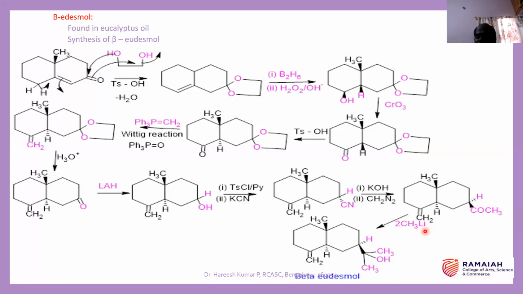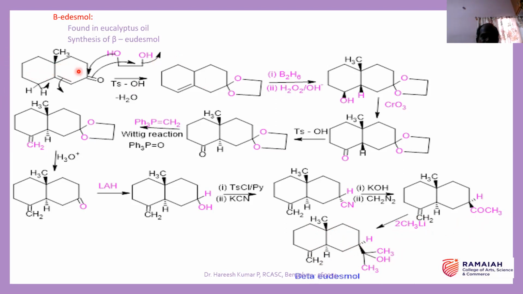Then what will happen? CH3 minus will attack the CO. Initially, there will be formation of an alcohol. A tertiary alcohol is obtained. Ketones on reaction with a Grignard organometallic reagent give alcohol. The one towards the observer is called beta, and this is beta-eudesmol. This is how beta-eudesmol is obtained, starting with decalin derivatives.